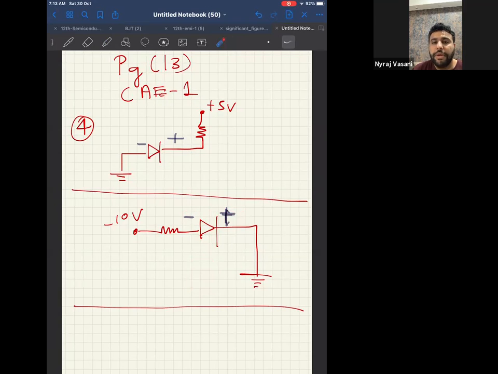So this is how you come to know what is a forward bias diode and what is a reverse bias diode. This is also reverse biased and this is also reverse biased. Did you understand the question?